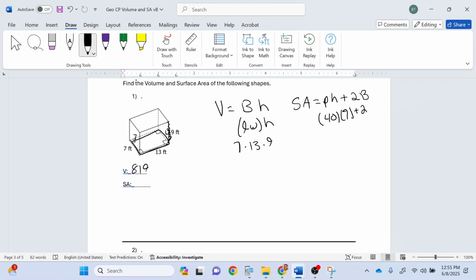Plus 2 times the capital B. The capital B is the area of the base. Remember, I could claim this one to be my base. So that is going to be 7 times 13, okay? So it's going to be 40 times 9, 360, plus 2 times 7 times 13, which is 182, plus 360, that would be 542. So the answer for this one's 542.